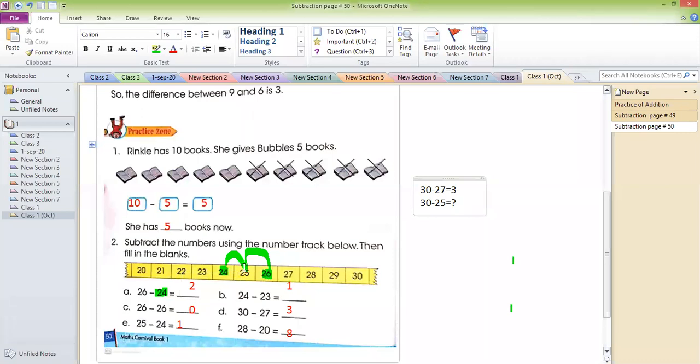Yes. So what is the answer? 25. No. How many steps did you go back to reach 25? 25 is not the answer. 1, 2, 3, 4, and 5. 5. So 30 minus 25 equals 5. Okay.